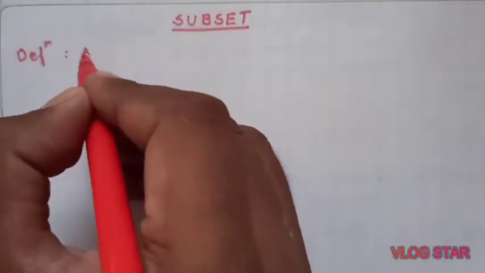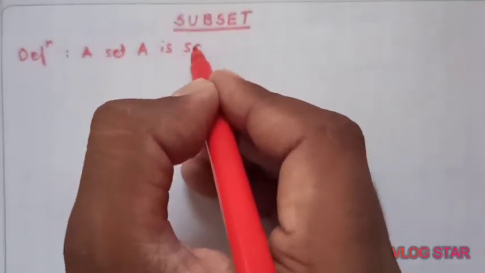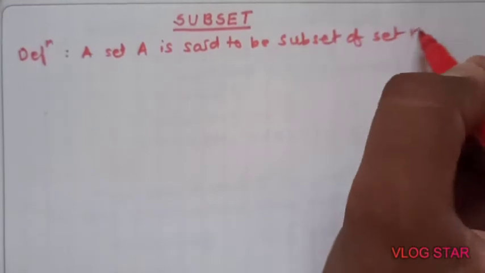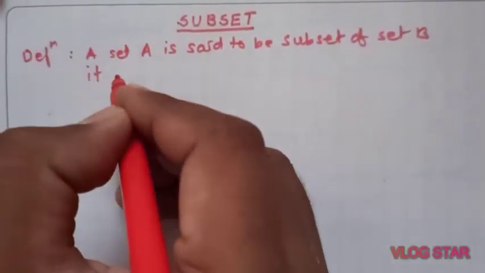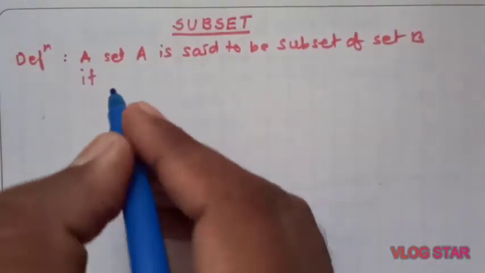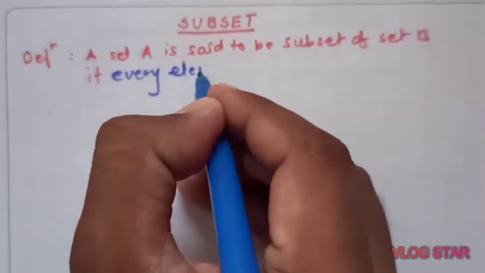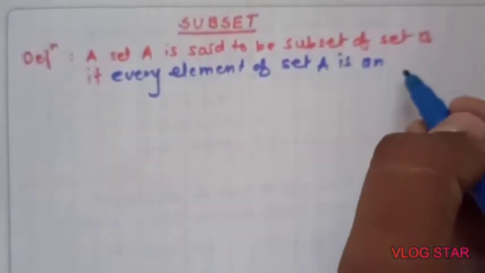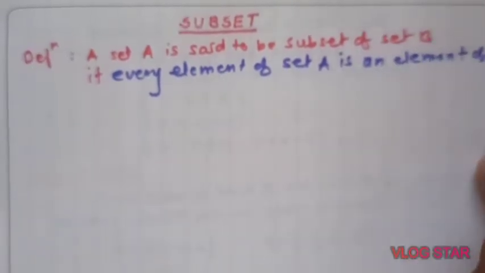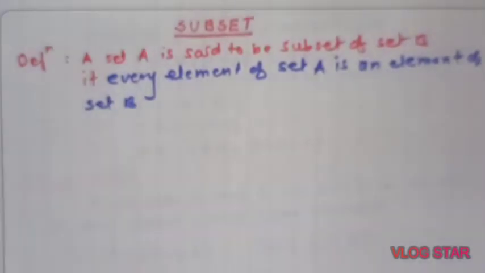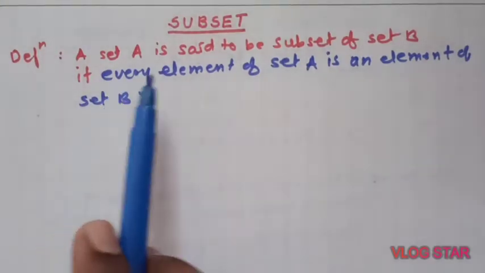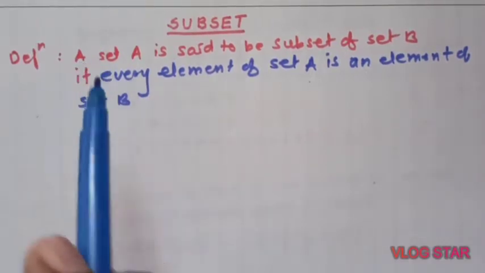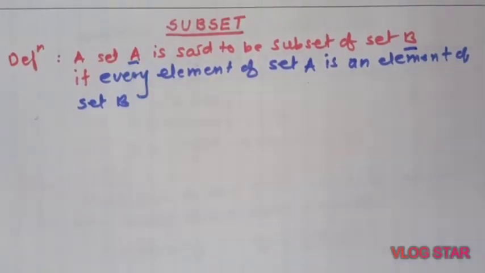If we have two sets, a set A is said to be a subset of set B. Look at this condition: if every element of set A is an element of set B. Here every element of set A is an element of set B. In that case we say that set A is a subset of set B. We'll see this with some examples.